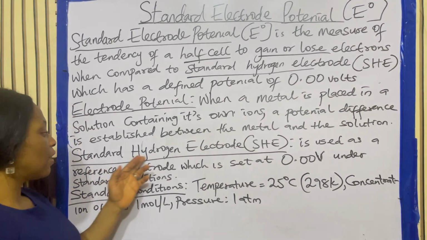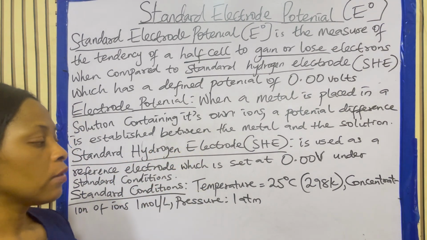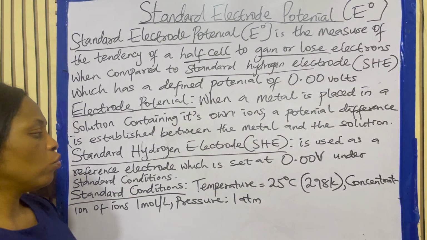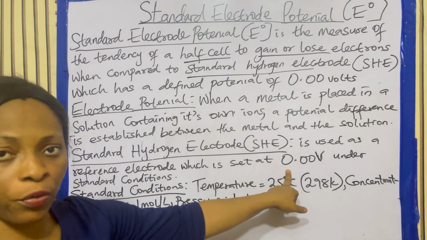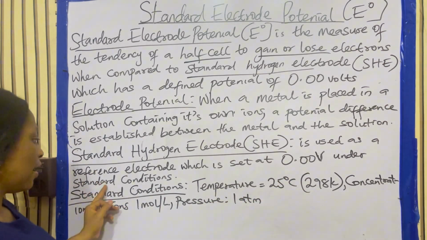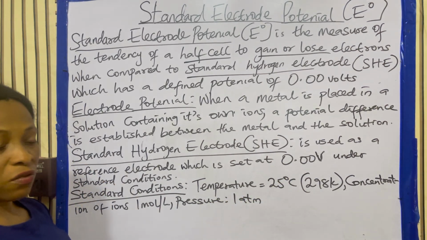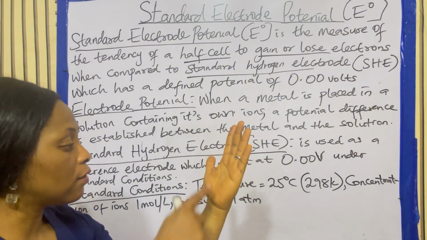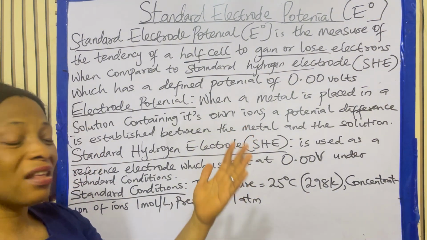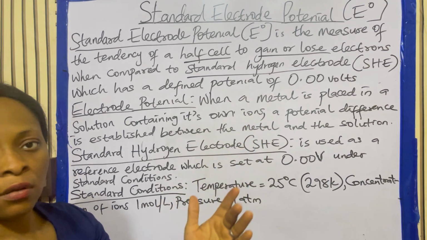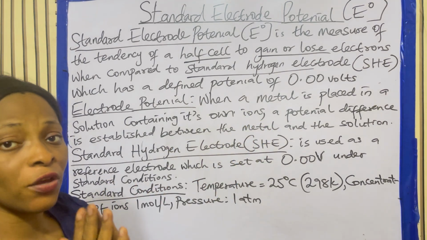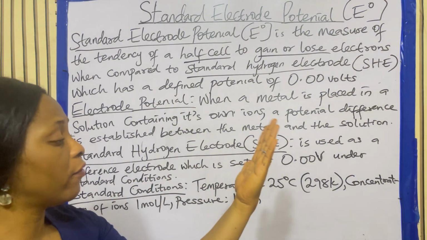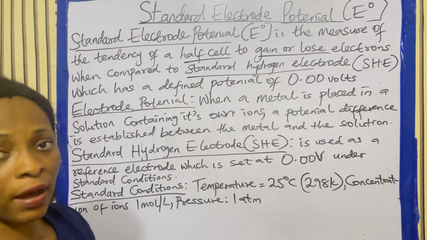Now, what is standard hydrogen electrode, SHE? It is actually a reference, like I said before. It is a reference electrode which is set at 0.00 volts under standard conditions. It's just a reference point. It's just like your four-figure table you are looking at. So it's just a reference point you look at to compare whatever you have.